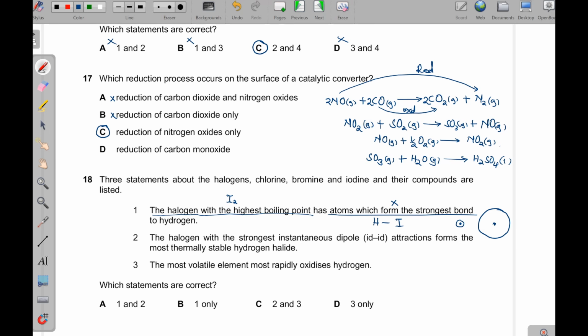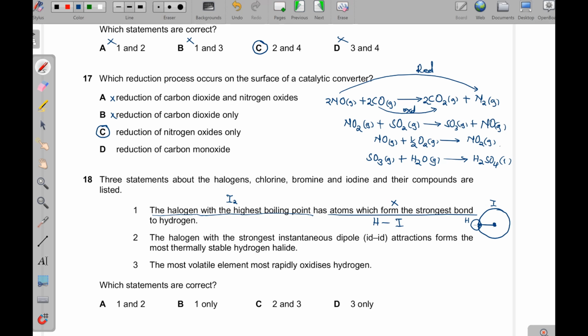So because iodine is very big, when this hydrogen shares electrons with the iodine, because of the distance between these bonding electrons and the nucleus of iodine, we are going to have a weaker attraction of these electrons. So the bond is going to be longer. The longer the bond, the weaker the bond. So that means you cannot say that it forms the strongest bond.